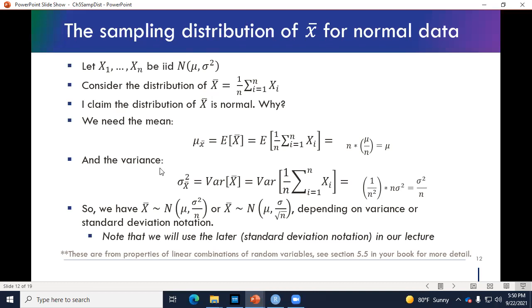So now we know this X bar follows a normal distribution, and the mean of X bar is just mu. This is the variance: the variance of this X bar is just sigma squared divided by n. But depending on the notation, sometimes we can also write X bar following a normal with mean mu and standard deviation being this. It's easier to remember, because when you do R coding, it's just asking for the mean and the standard deviation, not the variance.